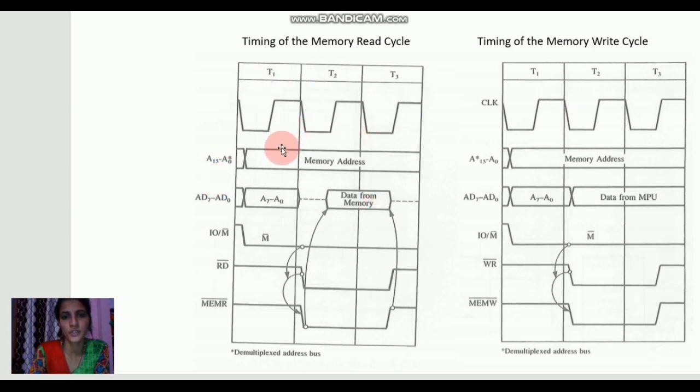For read operations, we have already discussed. In T1, the address is put and latched. In T2, the memory location is selected, and after the read bar signal becomes low, the external memory puts data on the data bus, and then it goes to the instruction register. Similarly, for the write operation in T2, the processor puts data on the data bus.